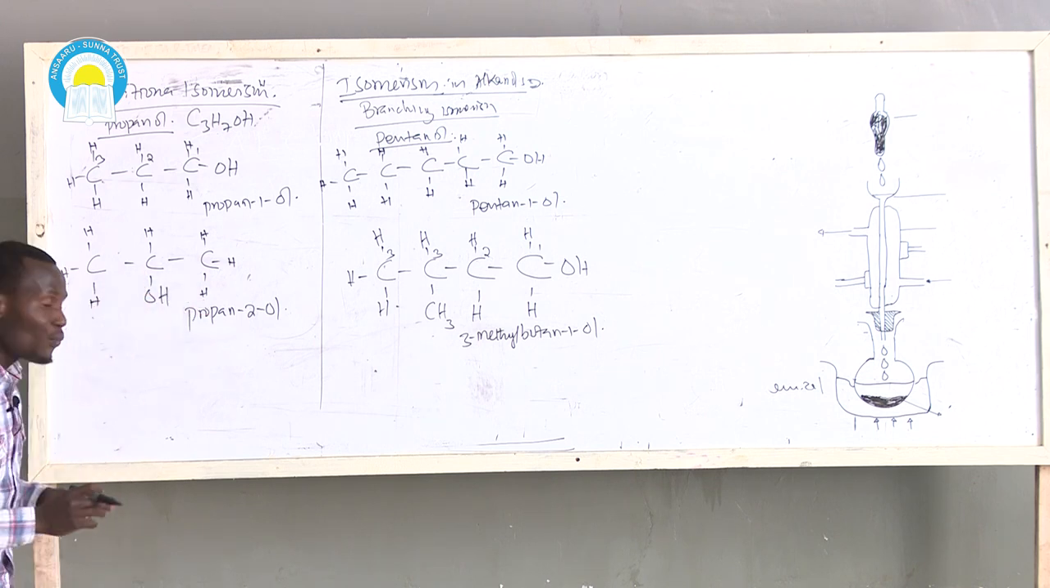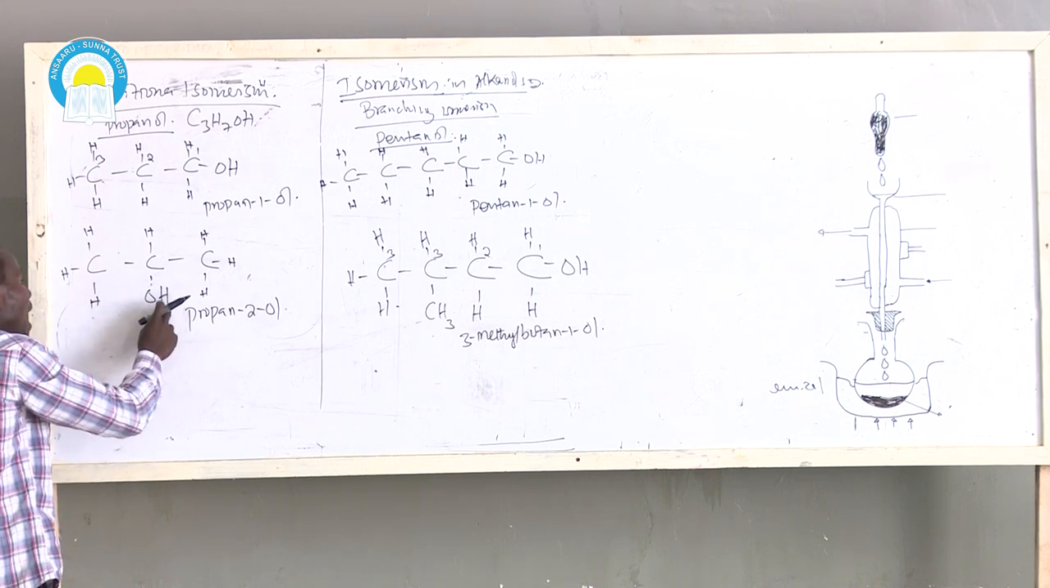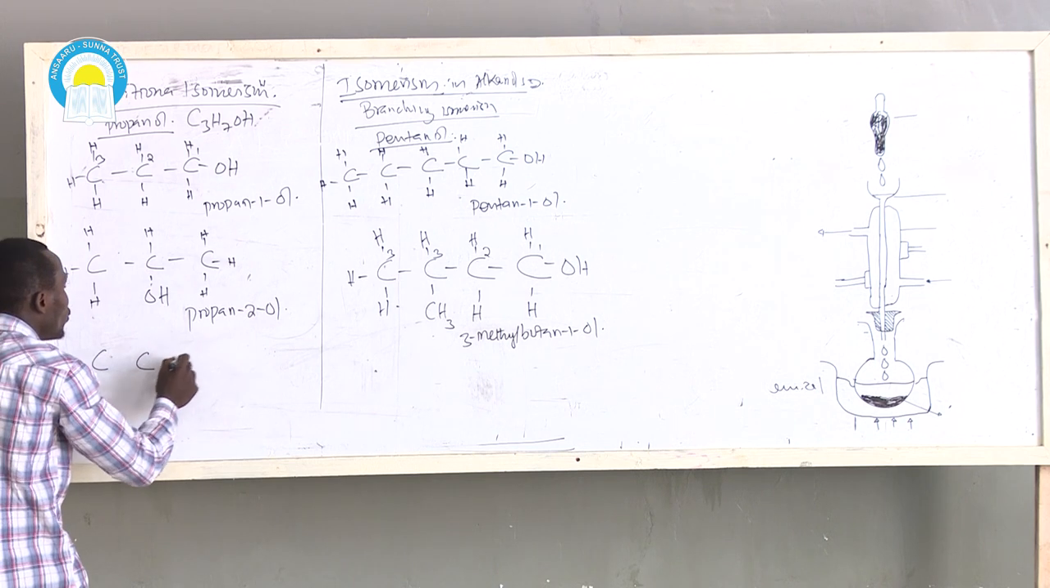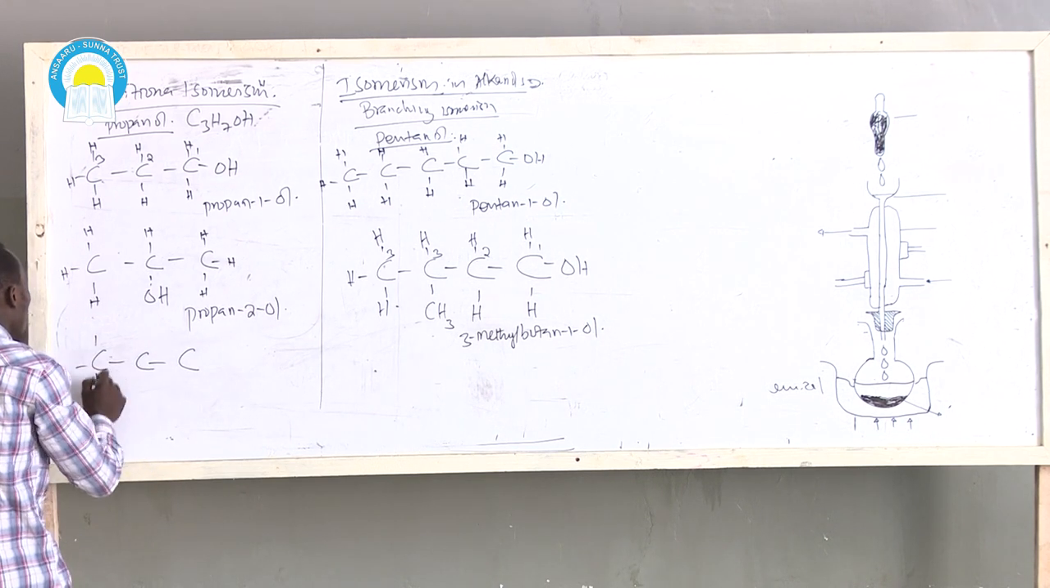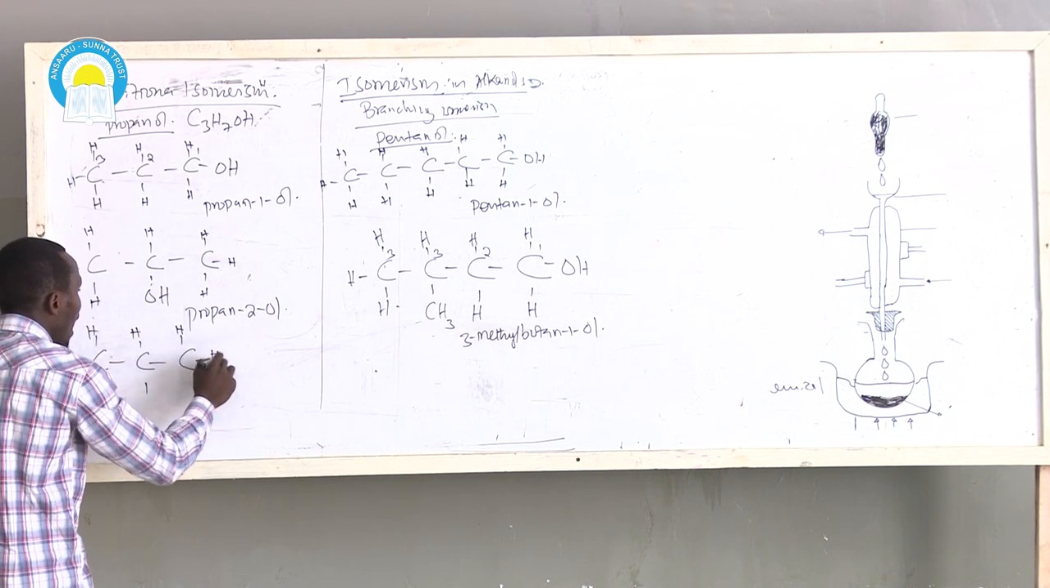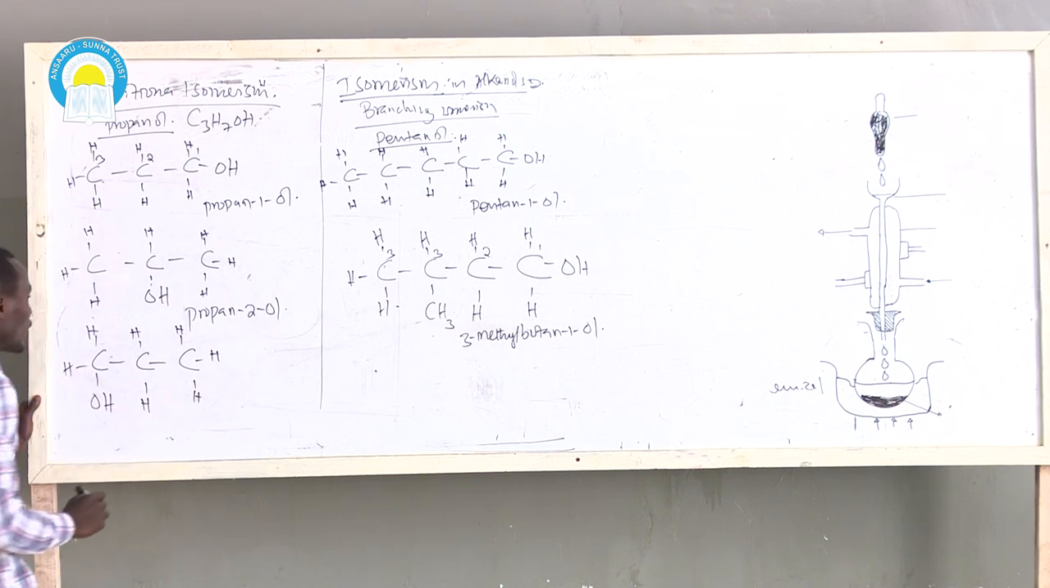And what if we shift the position of the hydroxide ions on this carbon atom? So we have it 1, 2, 3. Then we put the OH on this carbon atom. What will be the name? Hydrogens on the remaining bonds. What will be the name of this isomer?